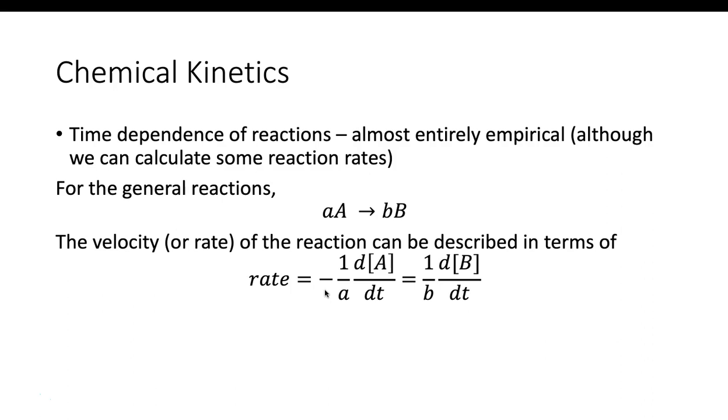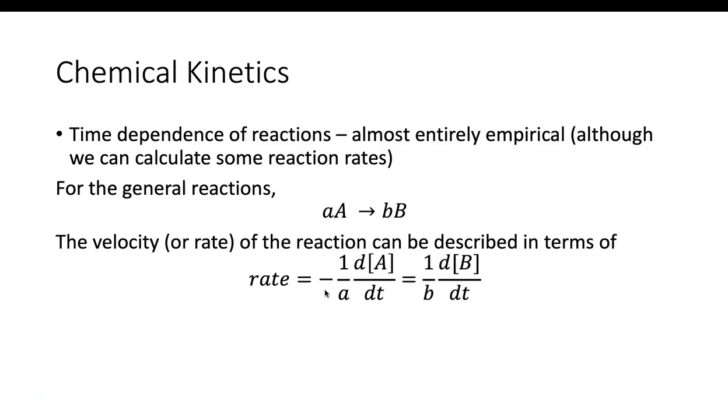Alright, so we're going to start with the definition of chemical kinetics. We're looking at the time dependence of reactions, and kinetics is an almost entirely empirical kind of science, if you will. We are now capable of calculating reaction rates these days, but for the most part, if you want to know how fast a reaction runs, you have to measure it.